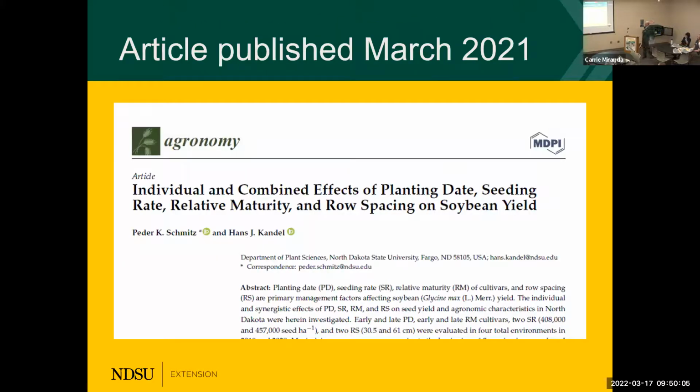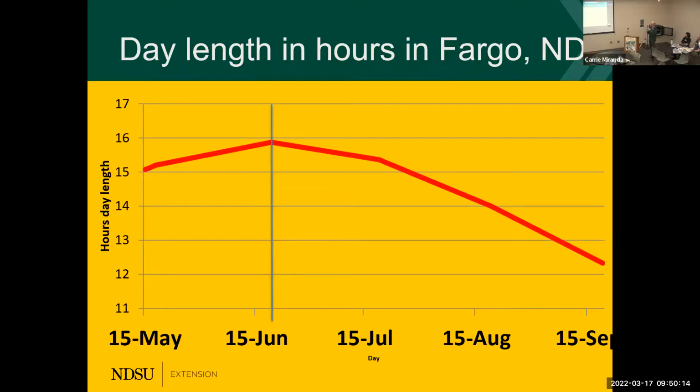So the next part I want to discuss is a paper we just published on the effect of some of the management strategies. So in our system here, we are planting hopefully around that May timeframe. But if you look here at the light in North Dakota, from May 15th, there's Fargo data, the number of hours of sunlight from the 15th of May till the 15th of September. That is kind of our window of opportunity.